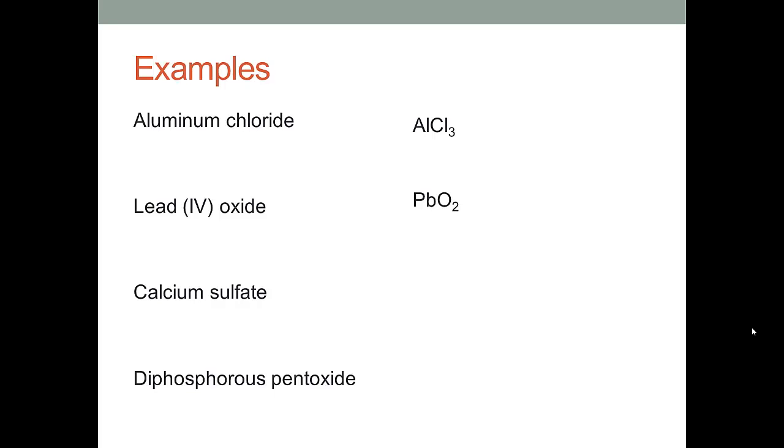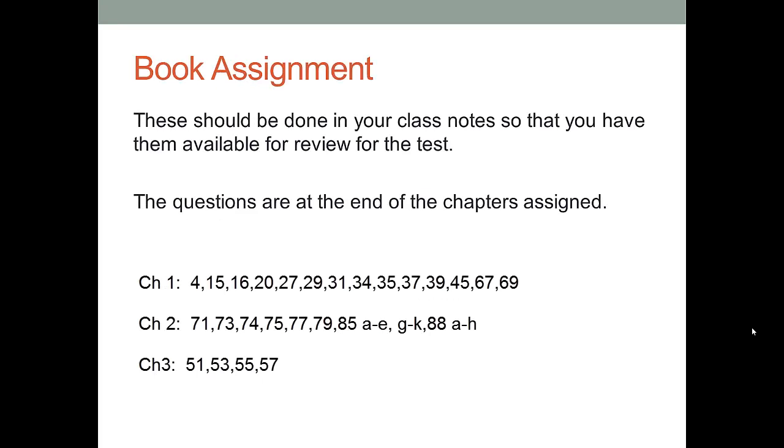The third example, calcium sulfate. Calcium has a +2 charge, and sulfate is a polyatomic ion with a -2 charge. Since the charges are equal, you don't need more than one of each of them, so the formula should be CaSO4. And then the last one, diphosphorus pentoxide, gives you the number of each atom using the prefixes, so you literally should just write them down. So there are 2 phosphoruses from the di, and there are 5 oxygens from the pent, so it should be P2O5.